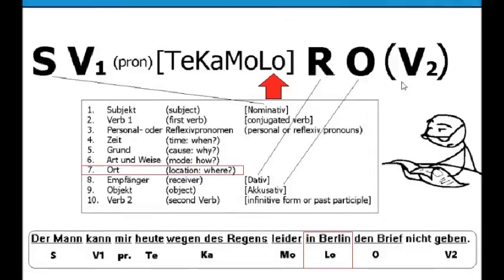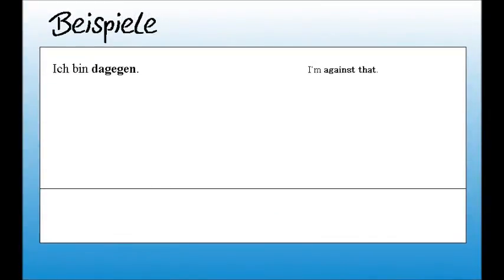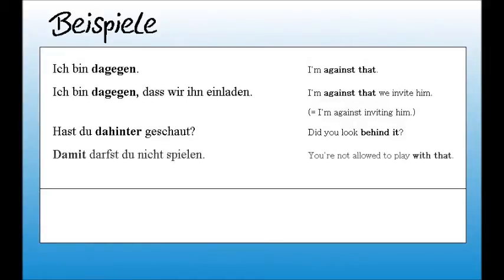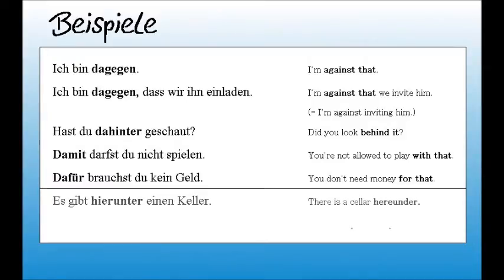Well, let's look at some examples. Ich bin dagegen. I'm against that. Ich bin dagegen, dass wir ihn einladen. I'm against that we invite him. I'm against inviting him. Hast du dahinter geschaut? Did you look behind it? Damit darfst du nicht spielen. You're not allowed to play with that. Dafür brauchst du kein Geld. You don't need money for that.